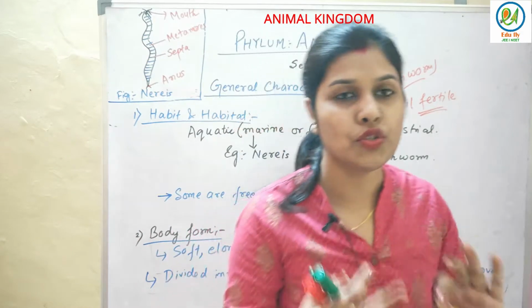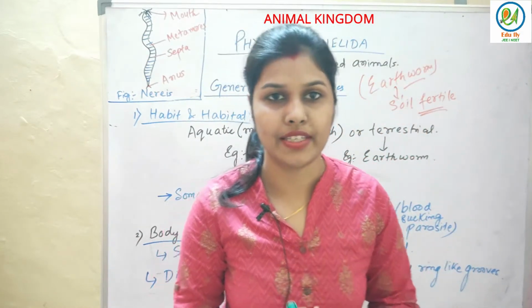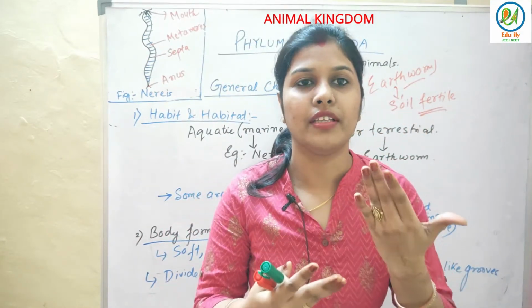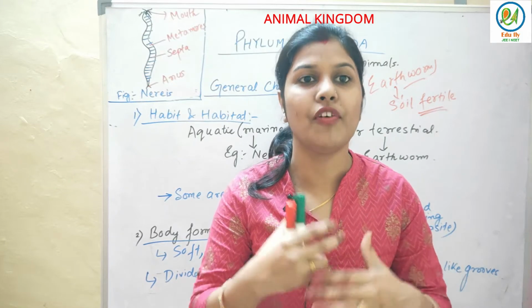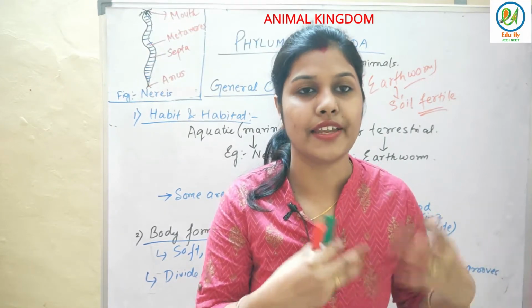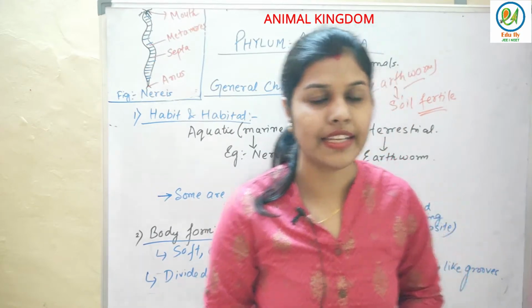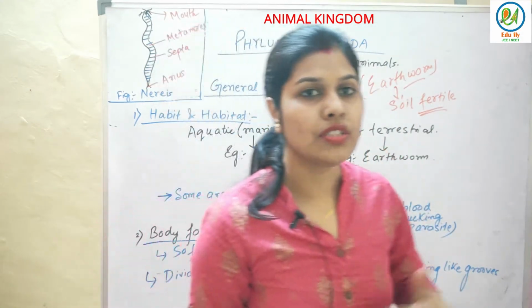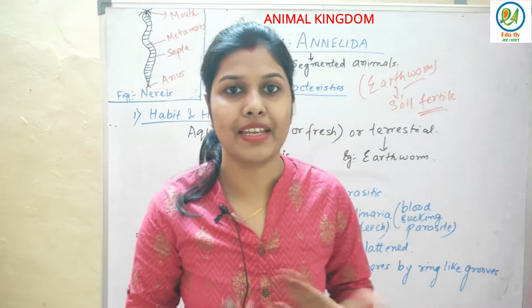Some Annelida are found in aquatic environment, some are found in marine and fresh water, or some are found on land like earthworm. They stay basically on land. They are terrestrial. The earthworm is a land animal, so they are terrestrial. Some are even free living or some are parasites even.